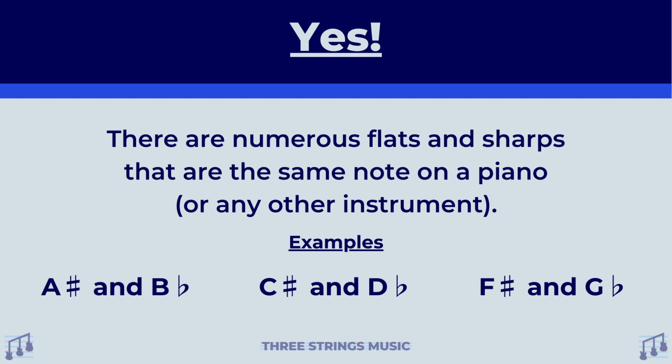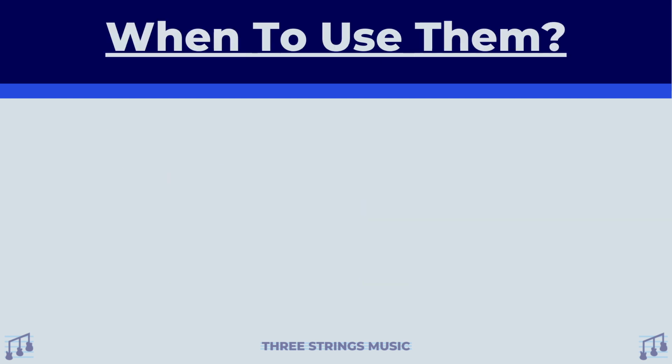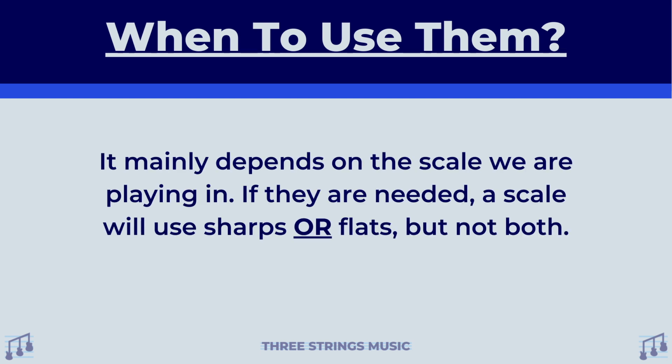So then I would say it is, pun slightly intended, natural for this to beg the question, when do we know which one to use? When do we know if we should use a sharp or a flat to describe a black piano key or that guitar fret? Well, the short answer is that it mainly depends on the scale we're playing in. If it's needed, a scale will use sharps or flats, but not both. You're not going to find sharps and flats in the same scale.